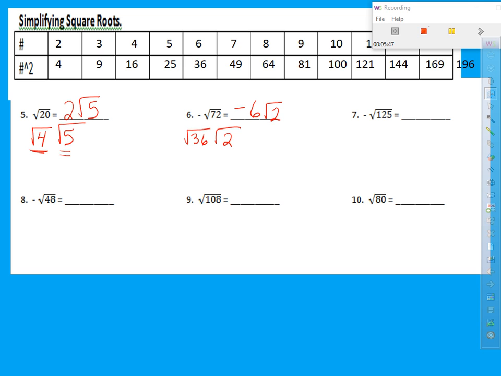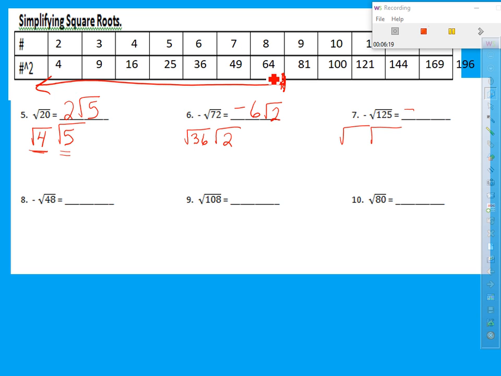Here goes my number 7. I know my answer is going to be negative. I'm going to write it as something I know the square root of times something I don't. So once again, here's how I attack it. Take around half of the number, just so we have a place to start. Half of 125 is around 60. So I'm going to start looking at numbers right here.